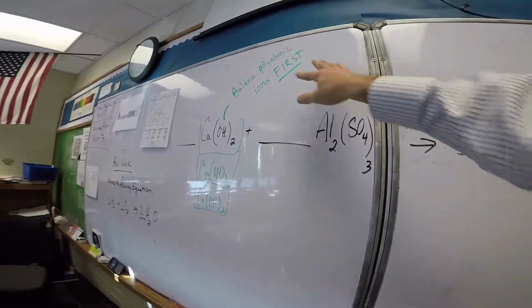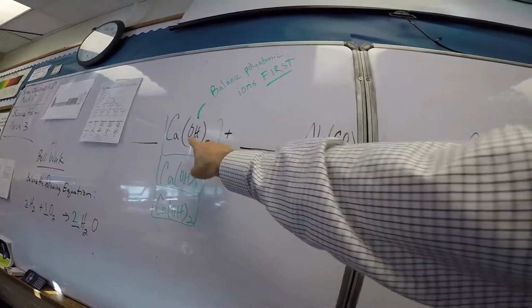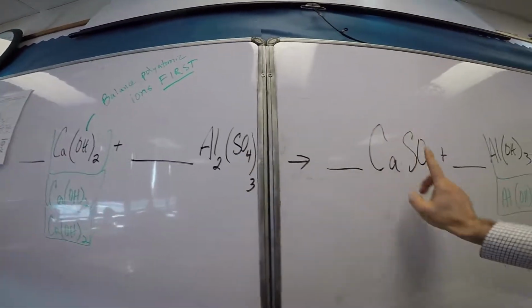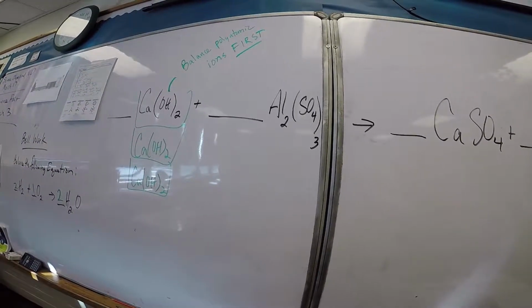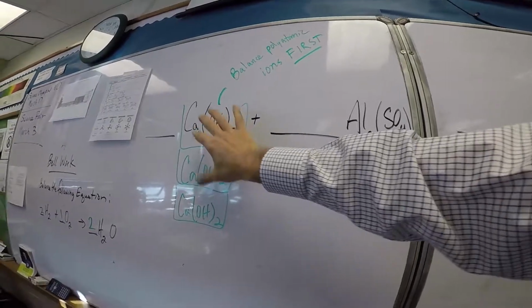Okay, so we want to balance these polyatomic ions first, these things right here, because they're going to stay together in a group. See how it's OH here? You see how it's OH here? See how it's SO4 here? So I always try to balance those first, and then I'll come back and check anything else. I won't look at my calciums first. I'll look at these. See how that's the first thing I did? I looked at this, came over here and looked at that.